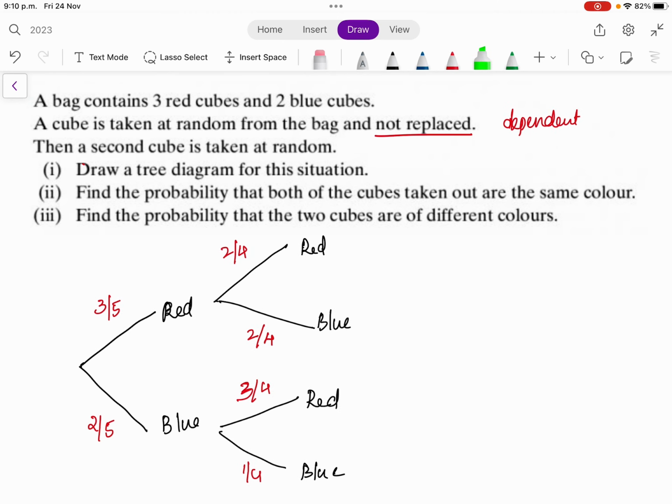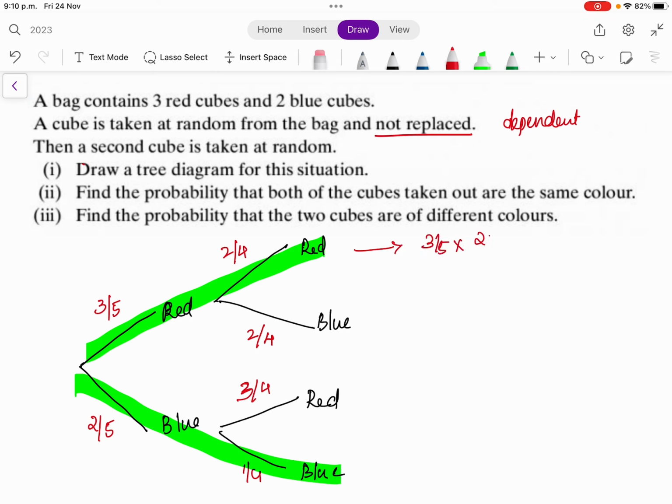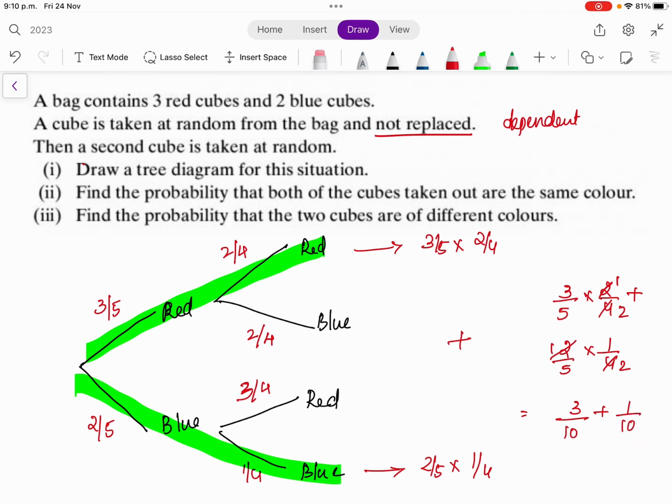Now for the second question, find the probability that both of the cubes taken out are of the same color. So which means that this one and this one. So what you do is you find the probability of these two and add it together. So the probability of this one is 3 over 5 times 2 over 4, and the probability of this one is 2 over 5 times 1 over 4, and then you add both of these together. So you will get 3 over 5 times 2 over 4 plus 2 over 5 times 1 over 4. You can just simplify this to 1 over 2, and this one will also be simplified. So it is 3 over 10 plus 1 over 10, which is equal to 4 over 10.